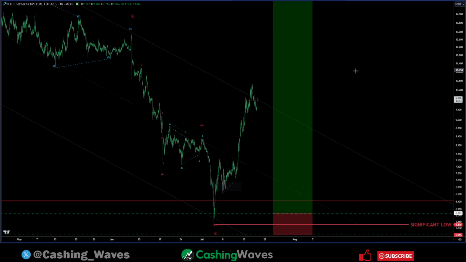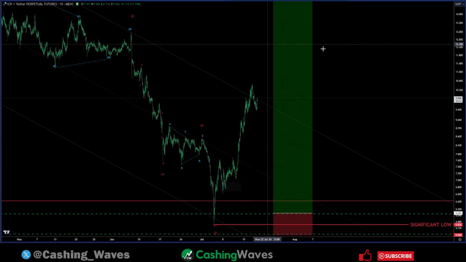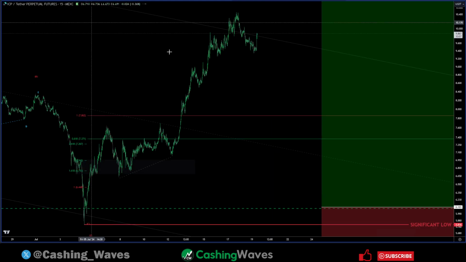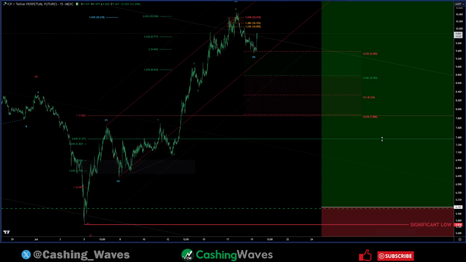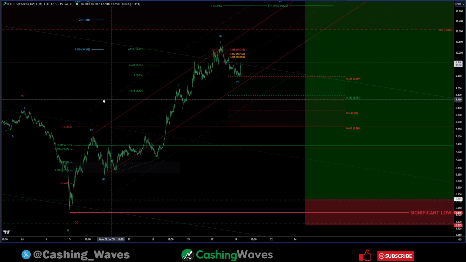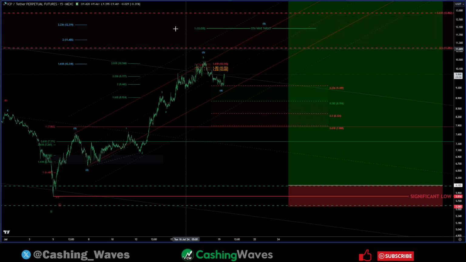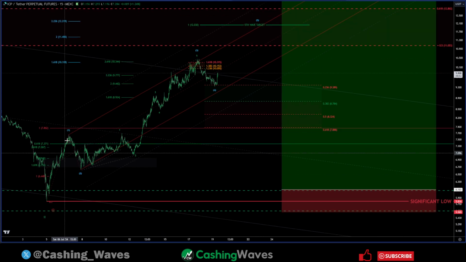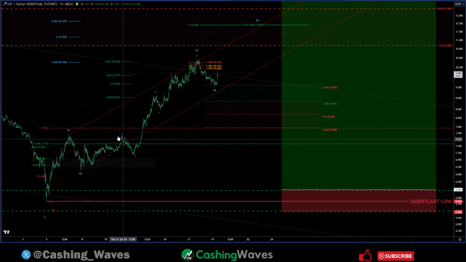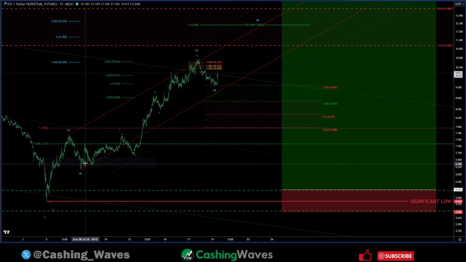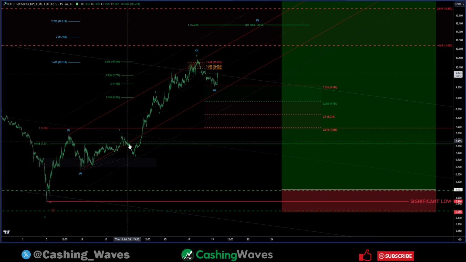Now we're going to go to the smaller time frames and talk about this move here. Okay, so we're looking for 5 waves up on a microwave 1-2. So off the low, we had our wave 1 and 2. This is a diagonal, second 1 and 2.